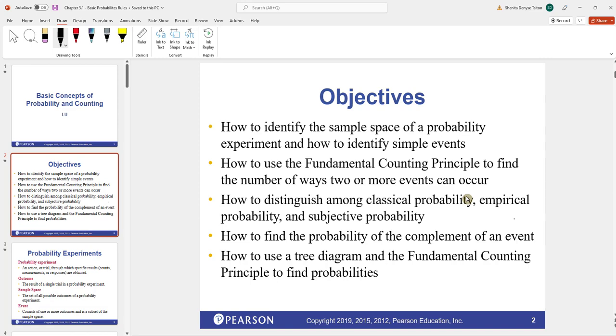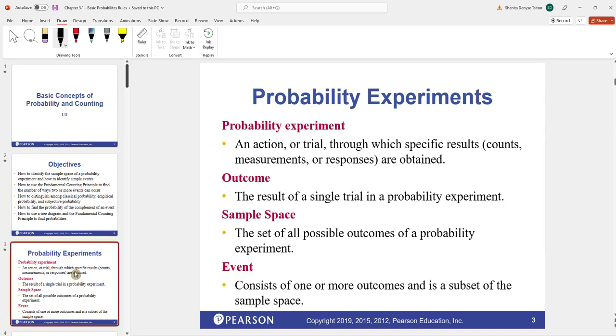We will also discuss how to find the probability of the complement of an event and how to use a tree diagram and the fundamental counting principle to find probabilities.